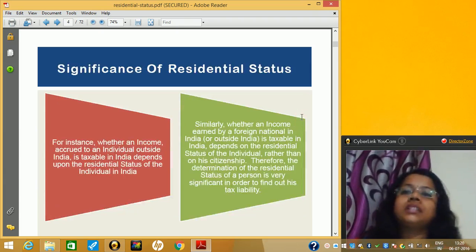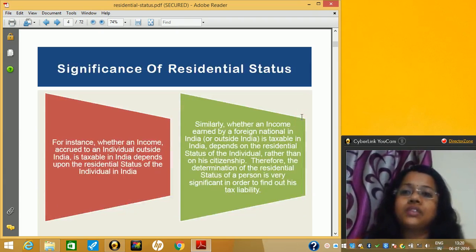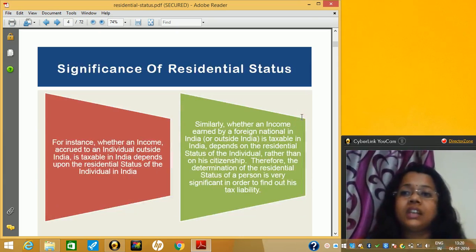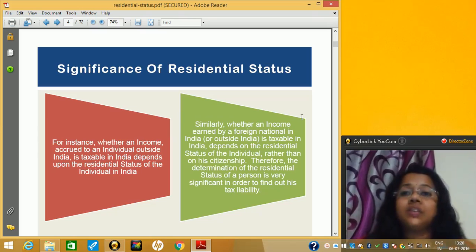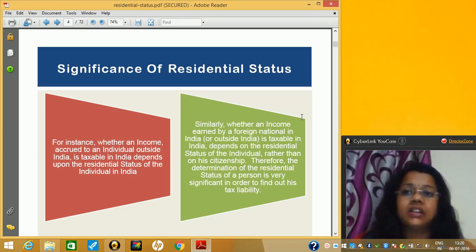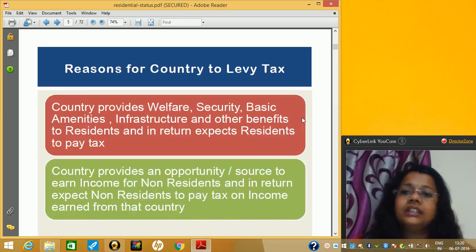And it's very important to determine the residential status of a person, because if we want to calculate the tax liability of a person, then this residential status plays a very important role because it helps us to determine what income should come under taxability on the basis of residency of that person.